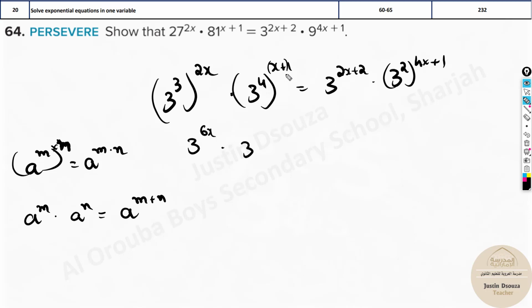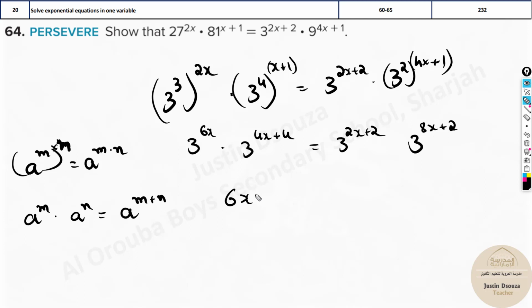Now this 4 will use the distributive property, okay? It's not just for one term, it's distributive. So it will be 4x plus 4 equals 3, 2x plus 2. And lastly, we have 3, again the distributive property. It will be 8x plus 2. Now all the bases are the same, so equate whatever is the power.